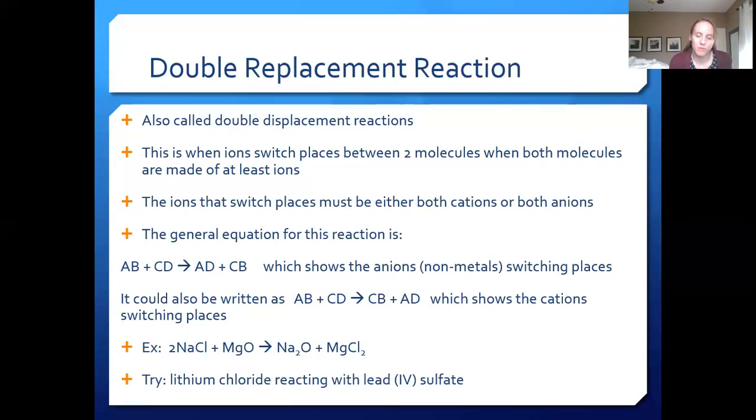Pb(SO4)2. Don't forget, when you cross over your charges to something that's more than just a single element, you have to put that thing in brackets. So our SO4 goes in brackets, just like our OH goes in brackets when we do it with a base.